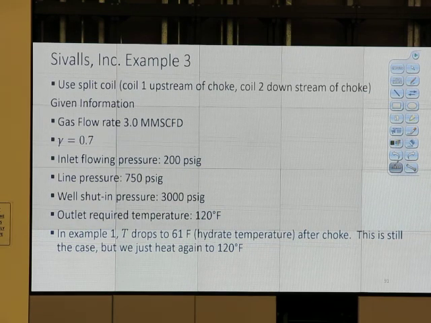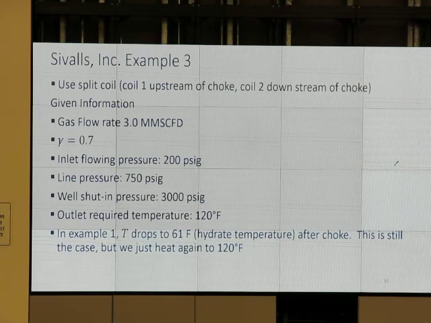Okay. Previously we talked about single pass. What about we split it? We hit it first, we choke, we hit it again. What do we do? In that case, the way we calculate Firebox rating stays the same.